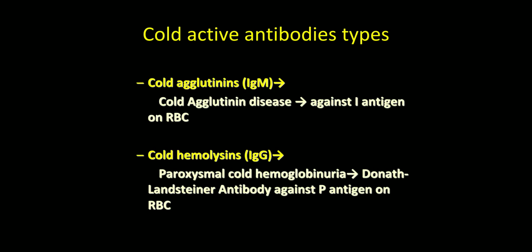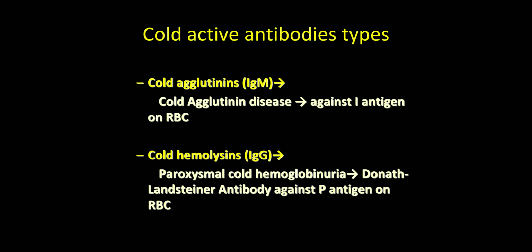Now cold agglutinin disease, okay, that is the one in which we have this IgM which is active. That is commonly, when you study, IgG for warm and IgM for cold, that is how it is better to learn. Okay, so IgM for cold. Cold agglutinin disease is nothing but these IgM antibodies which are directed against the I antigen on the RBCs.